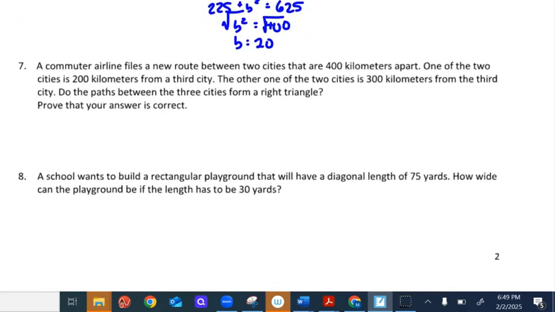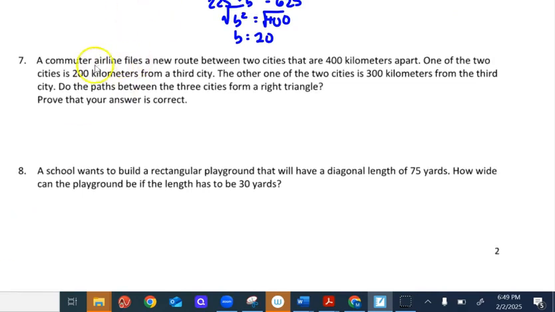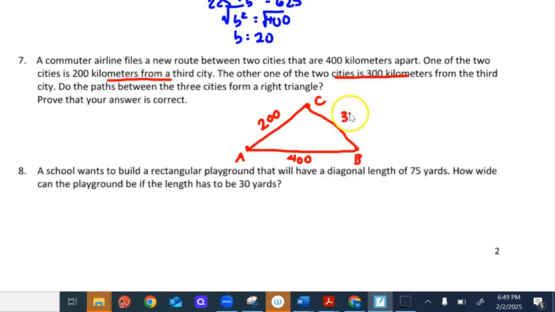All right, so for these word problems, it says a commuter airline flies a new route between two cities that are 400 kilometers apart. So I'm just going to make myself a diagram that shows that two cities, I'm going to call them A and B, are 400 kilometers apart. One of the two cities is 200 from a third city, so this will be my third. Now, obviously, I don't know if I'm even drawing this correctly. I'm just drawing it for my own self. The other of the two cities is 300 from the third city.